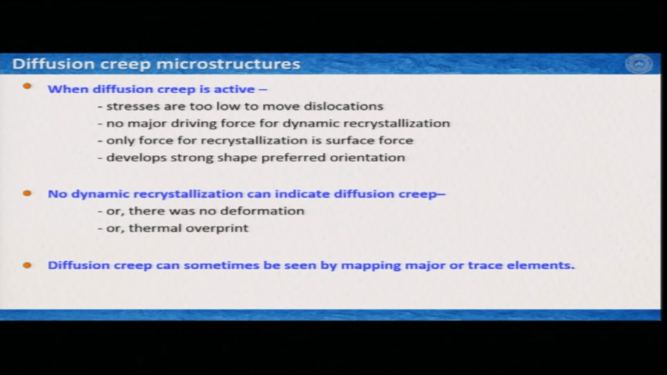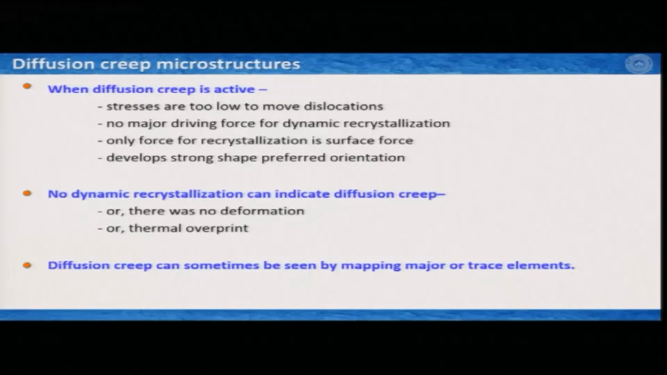So the microstructures of diffusion creep are not so easy to identify under optical microscopes, but when diffusion creep is active, stresses are too low to move the dislocations. This is why it happens. There is no major driving force for dynamic crystallization, so you do not achieve grain boundary migrations and so on. Therefore you have diffusion creep.